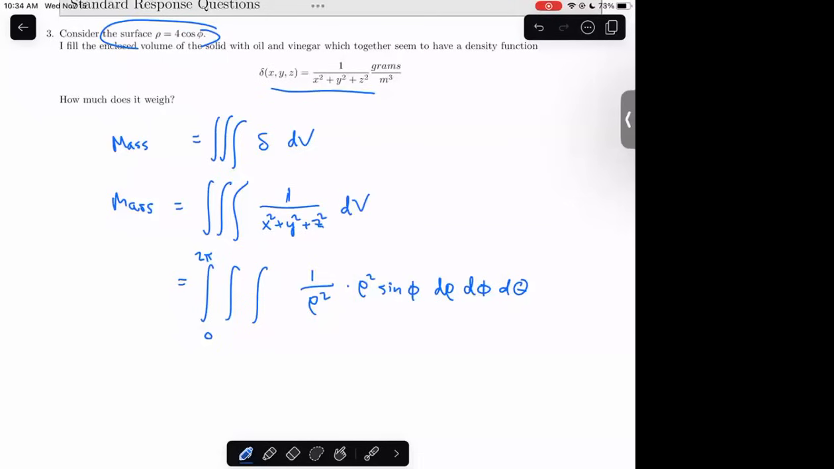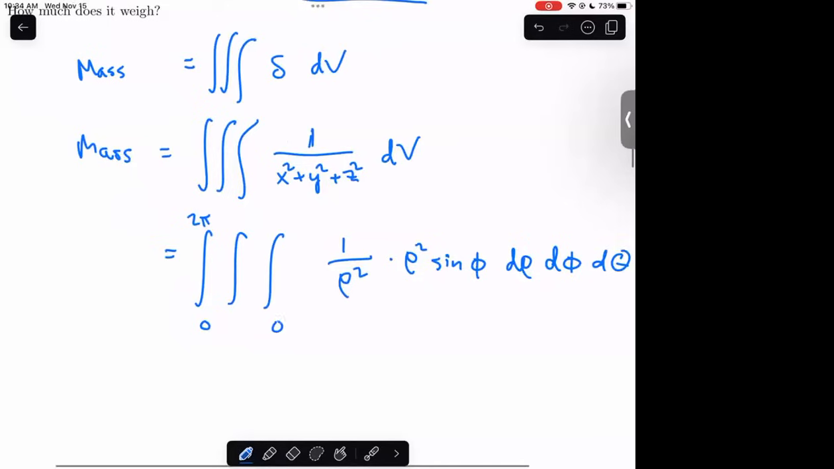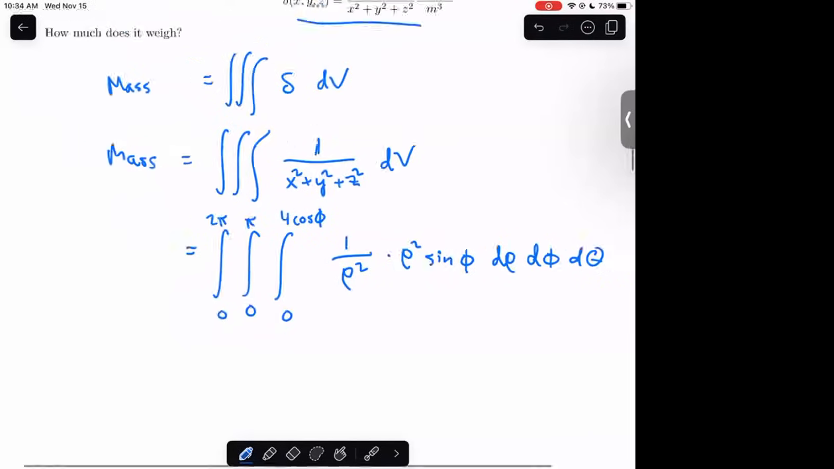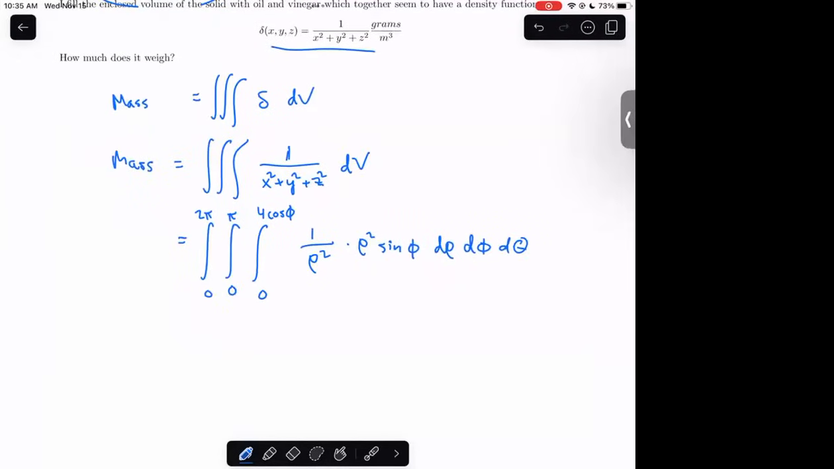If you were guessing, and you wanted to resist the urge to draw a picture, I suspect most people would guess this: 0 to 4 cosine phi, 0 to pi, 0 to 2 pi. I think that this would be a common guess. And of those 6 different bounds that I've written here, 5 of them are correct. There's only one that's incorrect. Can maybe anyone tell me which of my bounds that I've written here is incorrect?